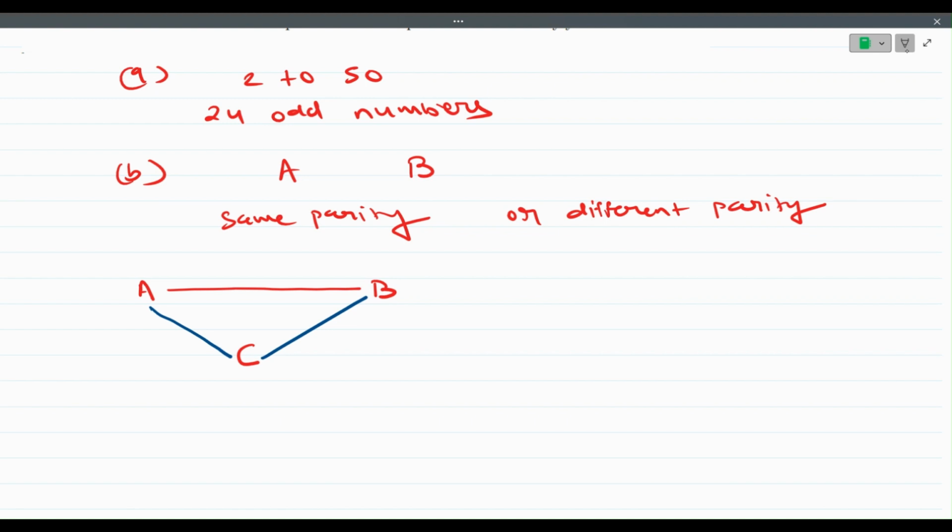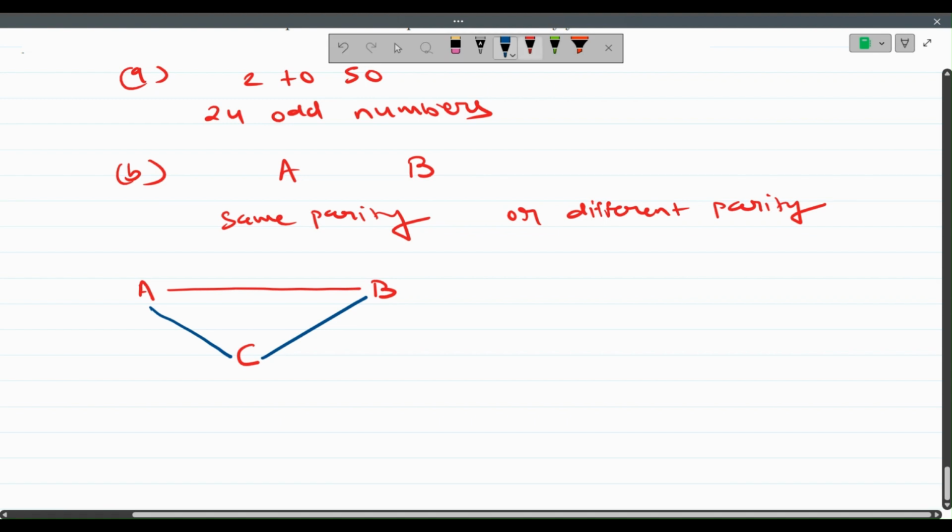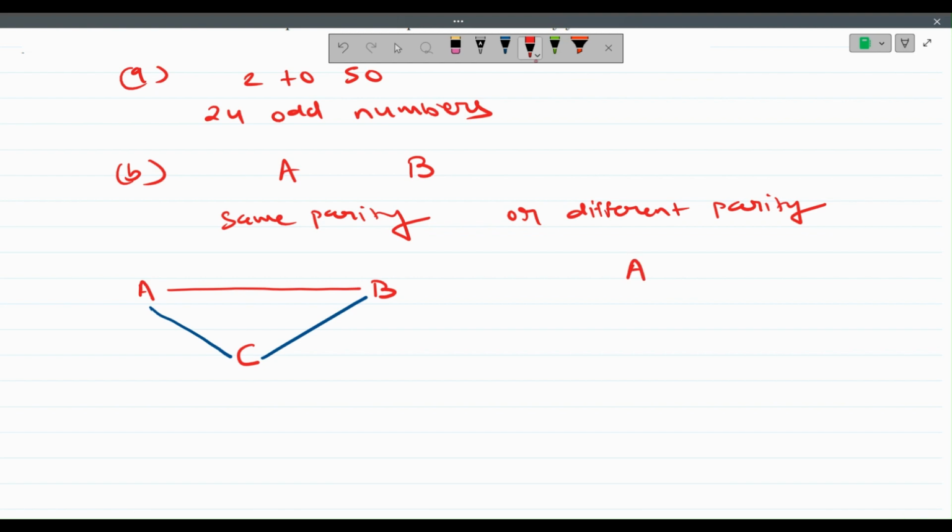If they are of different parity, it means one is even and the other one is odd. Let's say A and B, one is even and the other one is odd, then they will definitely be connected through a blue cord. In this case also we can say that there is a route that uses only blue cord. So in both situations we can find a route which uses only blue cord.